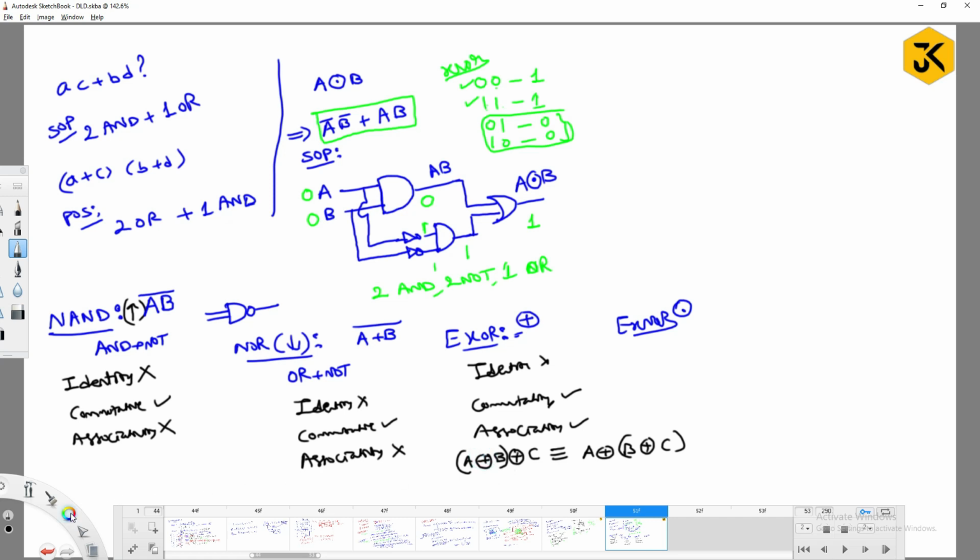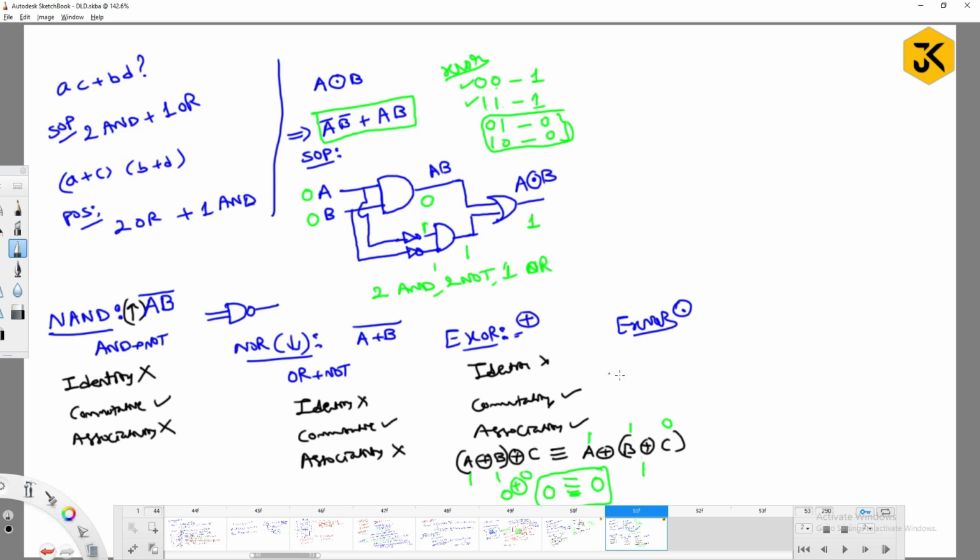For example, take the values 1, 1, 0. What is A XOR B? When both are the same, the result will be 0. Now this 0 XOR with 0 is 0 only, right? Now try the right side part, B XOR C, which I have to give priority. So 1 XOR 0 is 1. Now 1 XOR with 1 is 0, right? Both are the same. So that is the meaning of associativity.